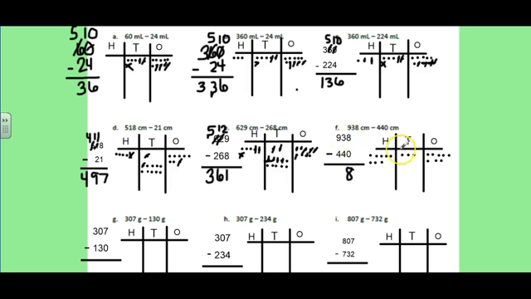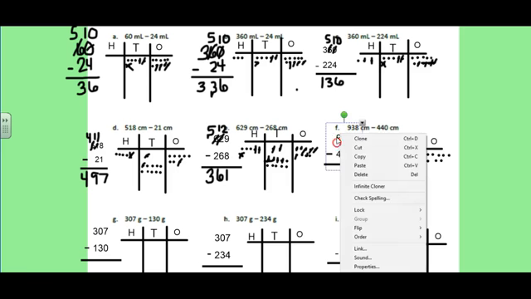Then we have 3 tens, but we need to take away 4. So we cannot take away 4 from 3 because that's not enough. So we're going to come over here to our hundreds place and take away 100, which is the same thing as 10 tens. So we're going to put 10 tens in our tens column of our place value chart, and we're going to come do that on the actual problem.